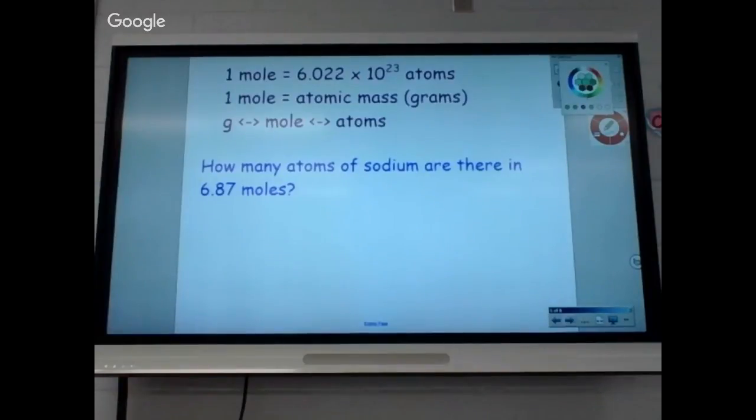Next question. How many atoms of sodium are there in 6.87 moles? We got to do this one more. Quick. Check the new ones. How many atoms of sodium are there in 6.87 moles?